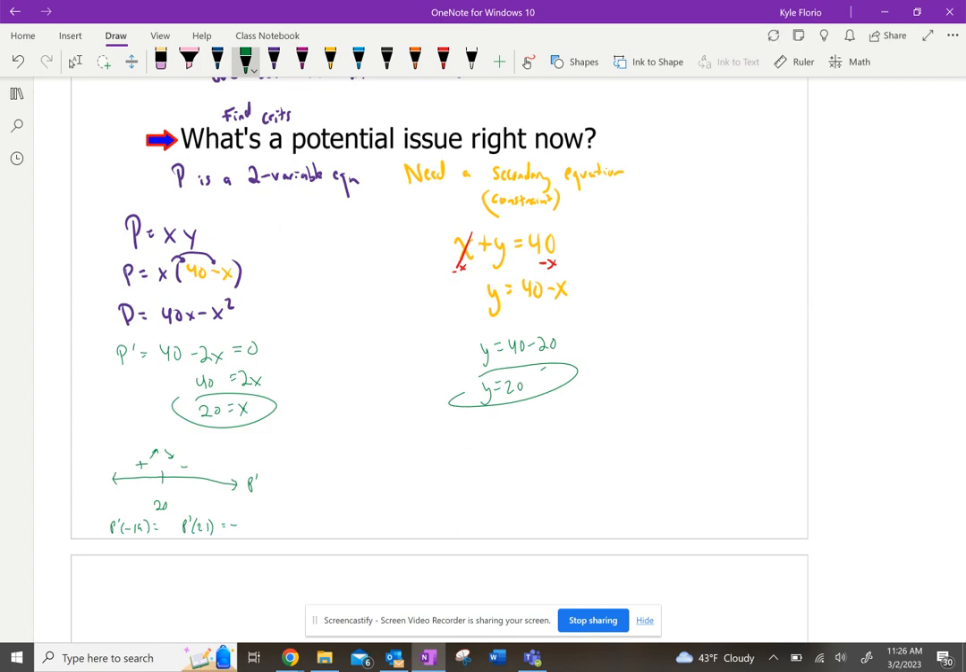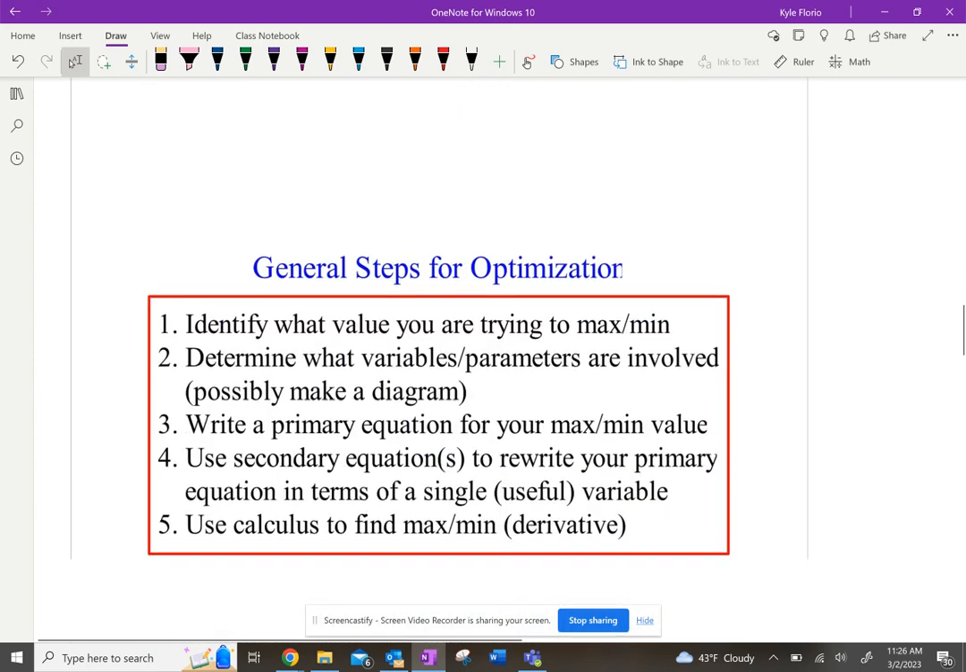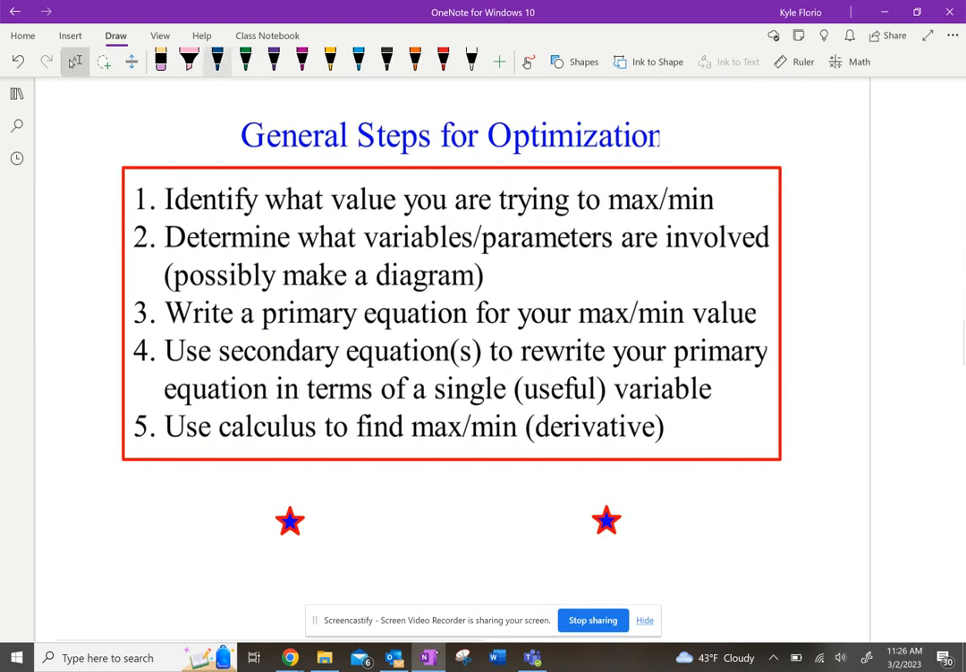Most of the time, I'm not going to bother checking these unless I'm not sure, because if there's only one answer, it's probably the one we're looking for. The intuition should carry us through. So take a minute to pause the video and copy down these steps. These are general steps for optimizing.